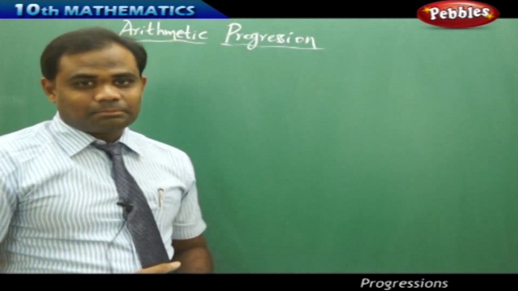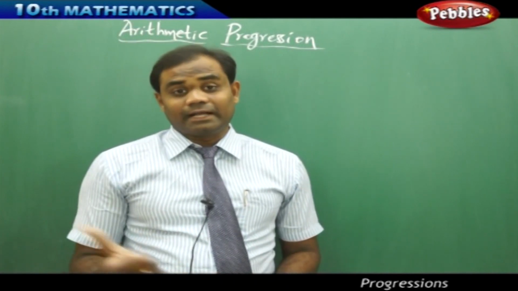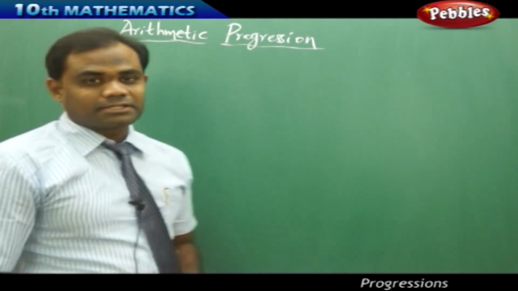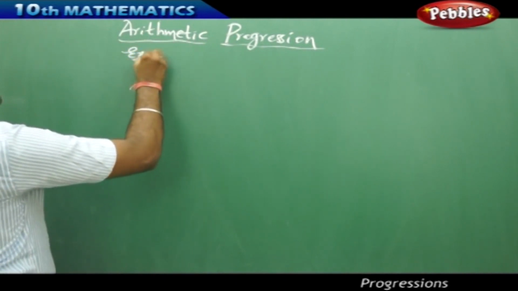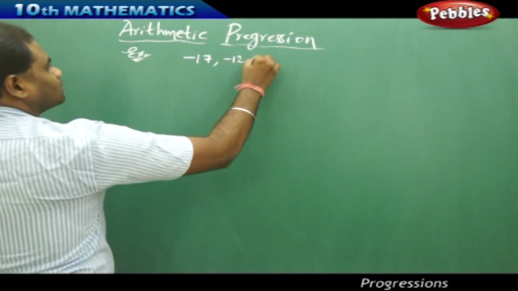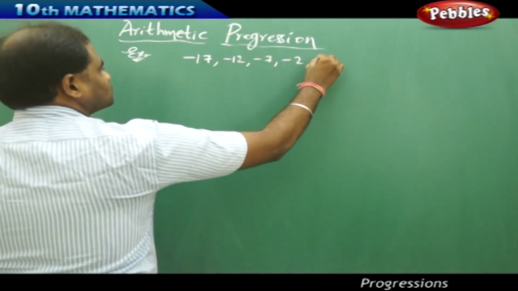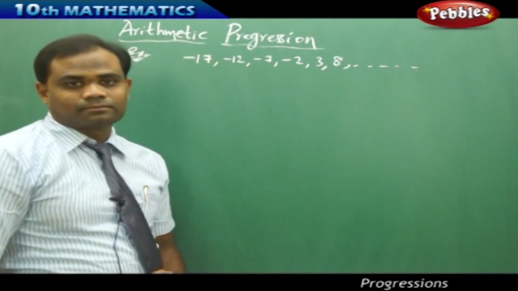Now let's see an example problem and identify the first term, the common difference, and the nth term. So for example, I take the sequence minus 17, minus 12, minus 7, minus 2, 3, 8, and so on and so forth.